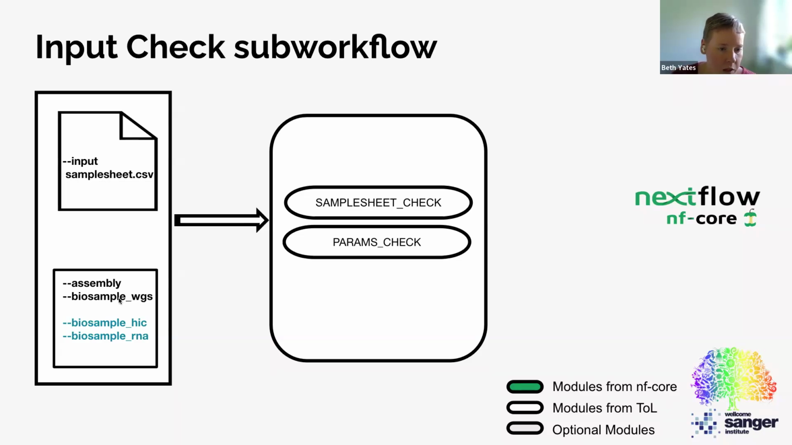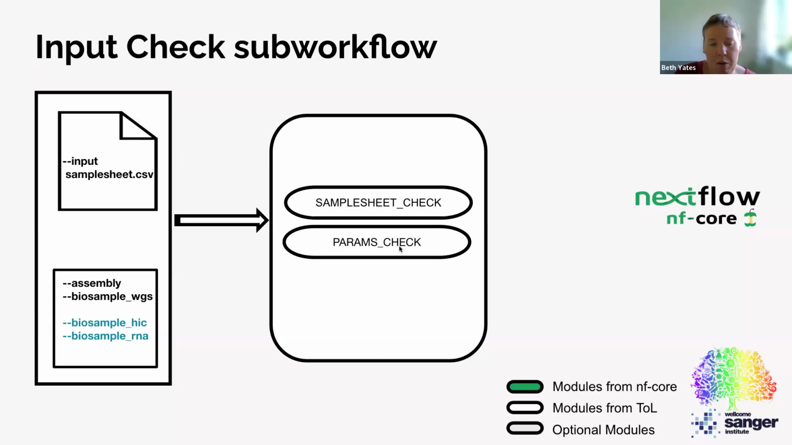Same with the biosample: we'll check that the biosample accession exists and that it corresponds to the same taxon ID as the assembly, to make sure that we're not mixing data up. We'll also use these to fetch a couple of other bits of information, like the taxon ID for the assembly and the bioproject for the assembly. These are things that we then need to be able to run the next steps in the pipeline. So this will just run two processes.